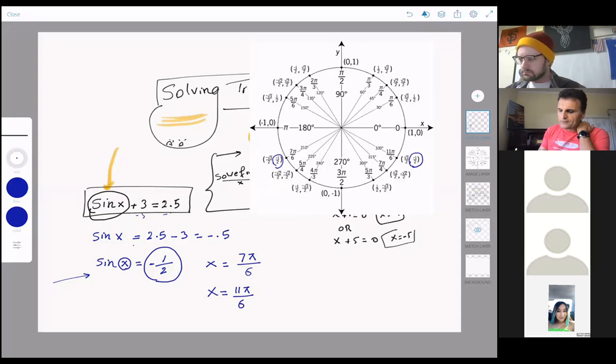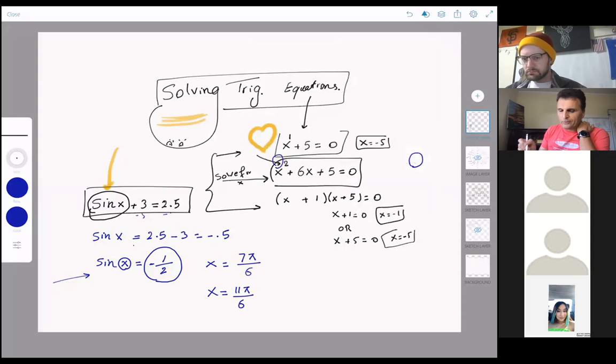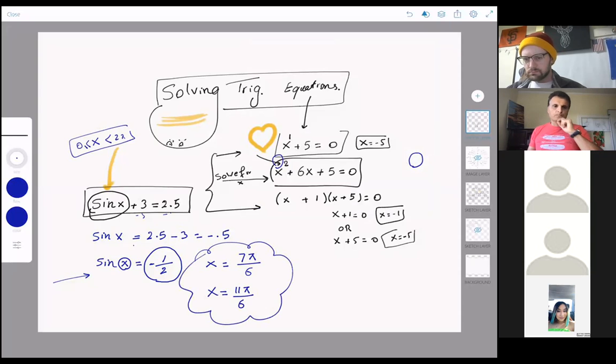For a question on solving a trig equation, usually they tell us some domain. They're saying x is between like 0 and 2 pi. So in one revolution, these will be the solutions. All right. Any question here?